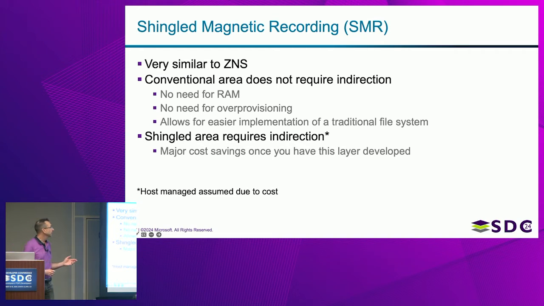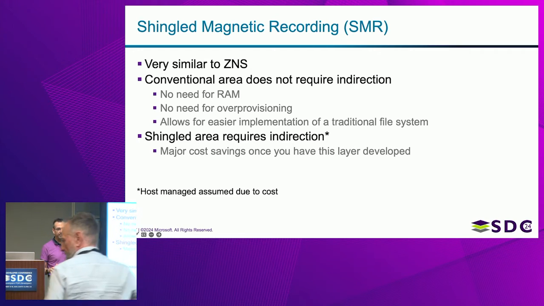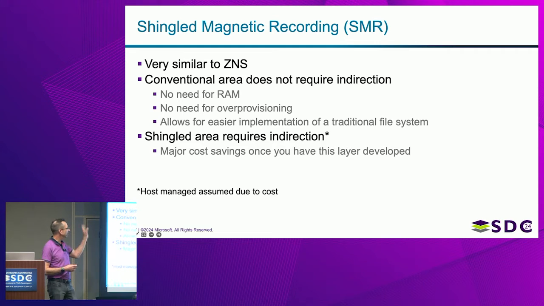Shingled magnetic recording drives, SMR drives. We're also using these, very similar to ZNS, exact same properties. And you can have a conventional area. What's nice about the conventional area on the SMR drive is that by doing just conventional recording with the tracks next to it, you get that ability to overwrite data, and you don't need an indirection layer. So there's a little cost in that you're less efficient for that one area of the drive.